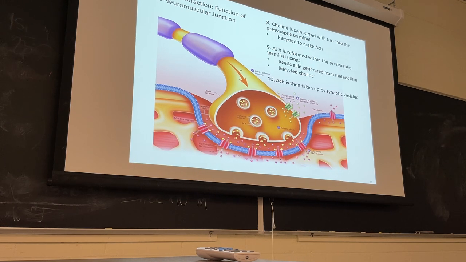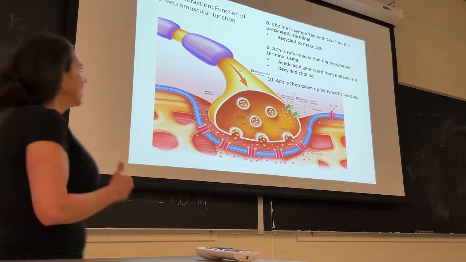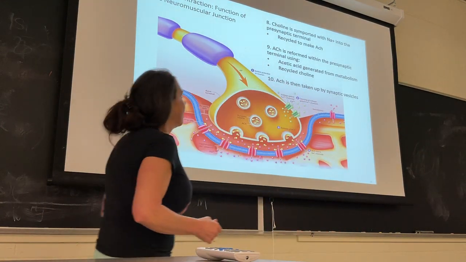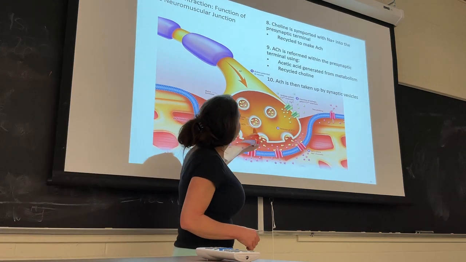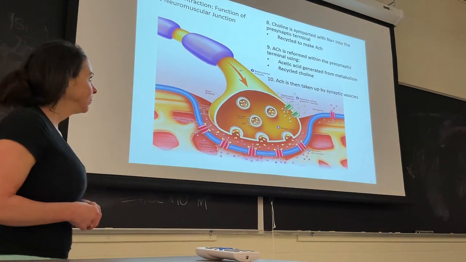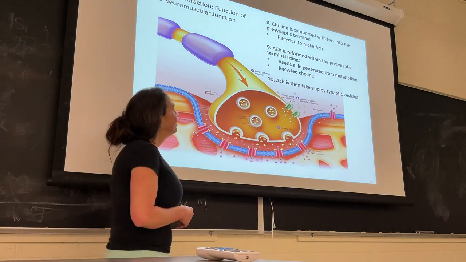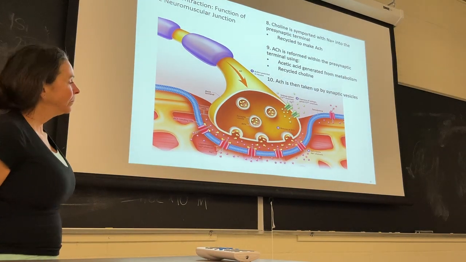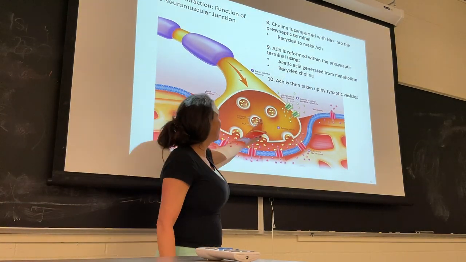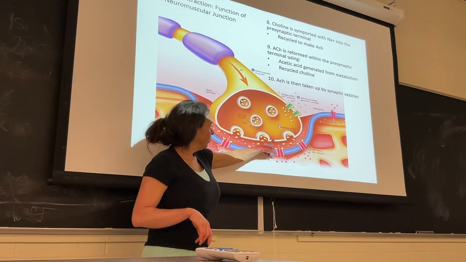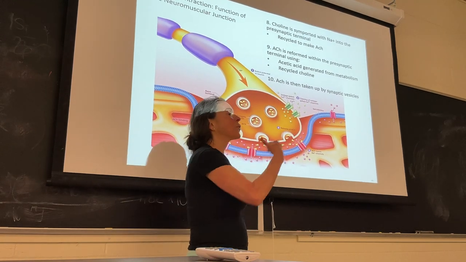Moving on to the next steps, step number 8 and 9. This is what happens to the actual recycling of acetylcholine. The choline is symported, which means it's transported in conjunction with sodium into the presynaptic terminal, where it is then recycled again to produce acetylcholine. We're basically packaging acetylcholine again so it can be released again and we can have another stimulation.